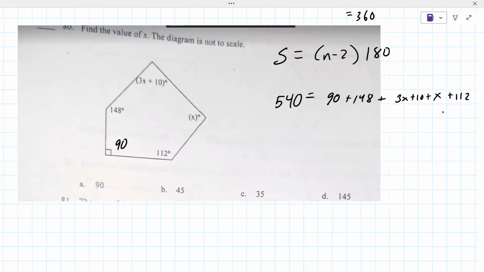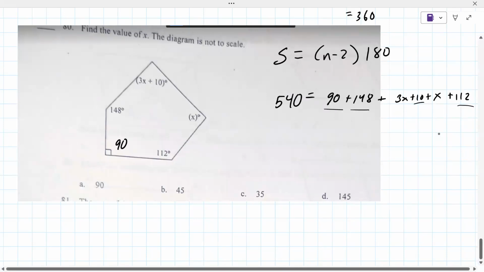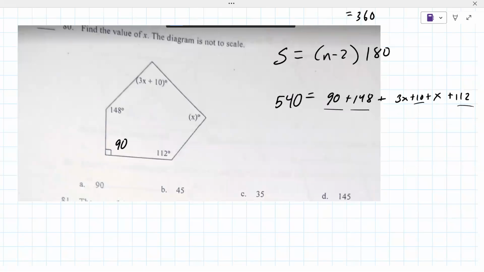You remember how to solve this? Is it just a system of equations? It's just one equation, one variable. Look at the right side. Is there anything you can combine? Yeah. Okay. So go ahead and combine those numbers first.